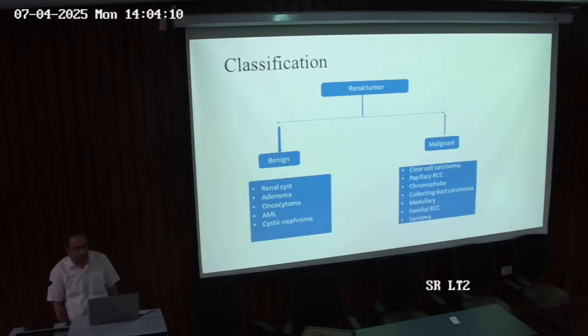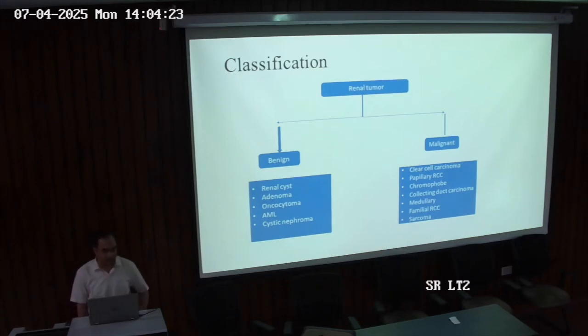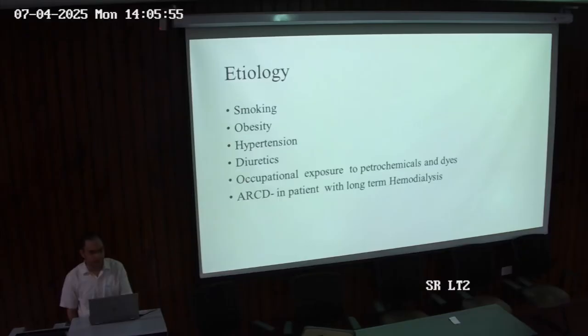If they ask the most common benign enhancing renal tumor, then the answer will be oncocytoma. If they directly ask the most common benign renal tumor, then the answer is renal cyst. The most common benign enhancing renal mass is oncocytoma. The most common malignant tumor is clear cell RCC. So please concentrate, I will ask from all previous slides. Okay.